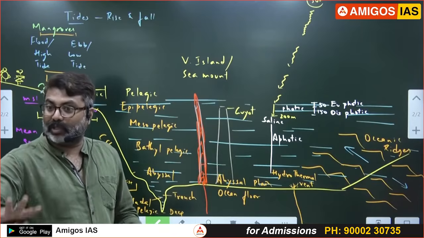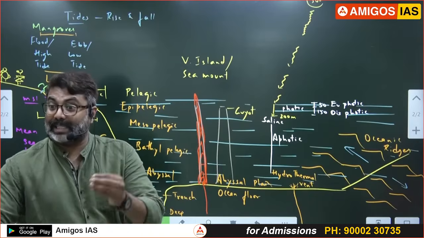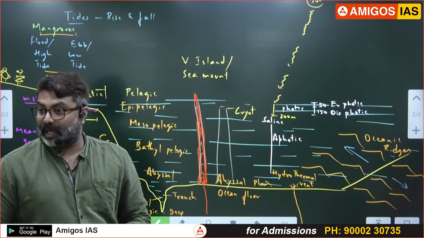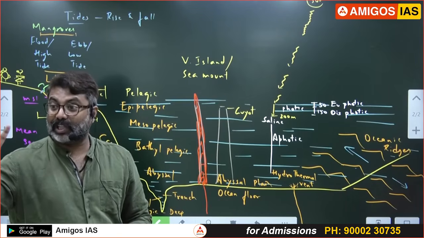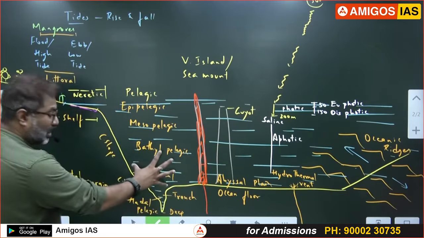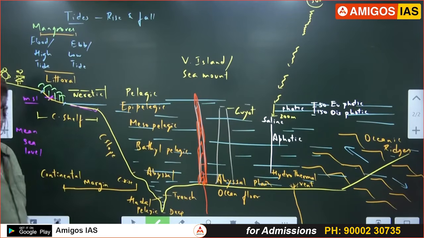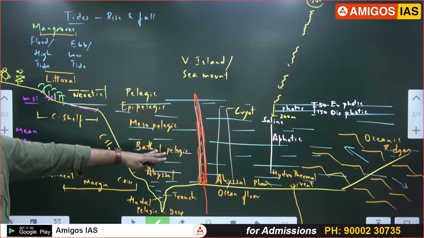At the bottom of the ocean, what is the temperature? 4 degrees, because that is the temperature at which water is densest. The highest density of water is achieved at what temperature? 4 degrees Celsius. So here, how much will the temperature be? 4 degrees. It will not be minus. It will be 4 degrees, because water is densest at 4 degrees.